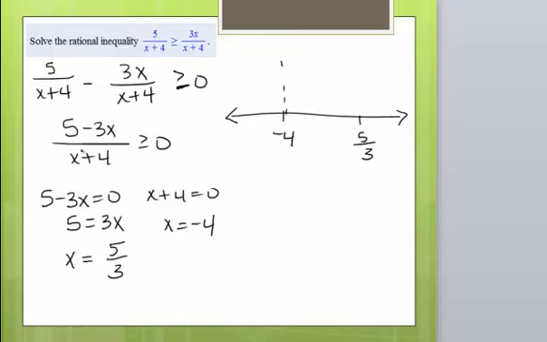Can it be 5/3? 5/3 is what makes the numerator 0. Having a 0 in the numerator is okay, as long as we have this equal to sign, and we do. So it can be equal to this number, but it cannot be equal to this number. So now we pick some test points. Let's try a negative 5, a 0, and 5/3 is the same as 1 and 2/3. So let's try something like a 3. So what we're going to do is take these test points, plug them into this function, and find out if we get a positive or a negative.